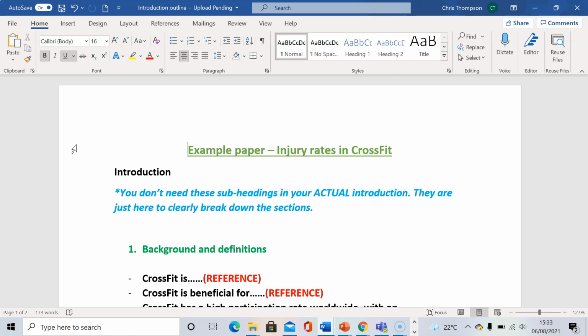Introduction. Really important that you plan it. All too often I think people look at a blank screen, have no idea where to begin. You need that structure first. So I'm going to show you that now.